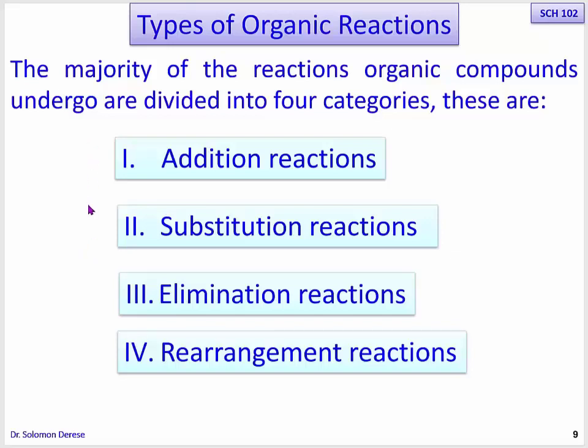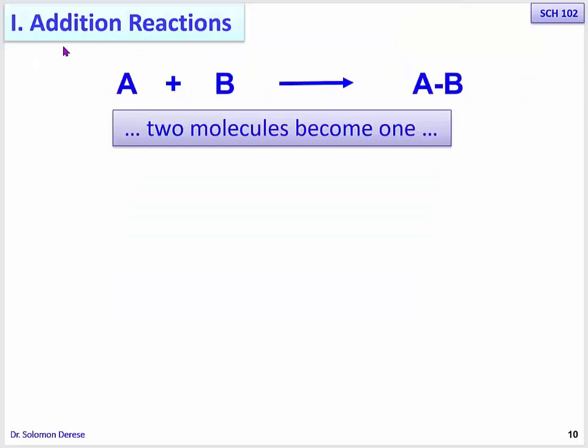We need to recognize each of these. So for us to have a clear understanding of this, let's look at each of these with example. The first one we'll look at is an addition reaction. An addition reaction is a reaction where two reactants react with one another to give a single product. It's a reaction in which one reactant adds into another to give a single product. This is a reaction where two molecules become one. It is called an addition reaction.